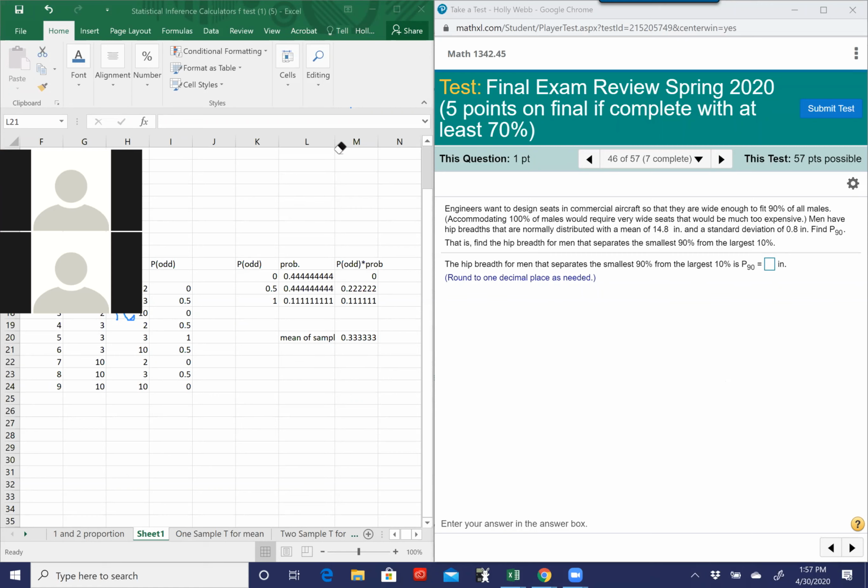Engineers want to design seats for commercial aircraft so that they are wide enough to fit 90% of all males. According to them, accommodating 100% would be too expensive. Males have hip breadths that are normally distributed with a mean of 14.8 and a standard deviation of 0.8. Find P90. Now, P90 is a hip breadth.